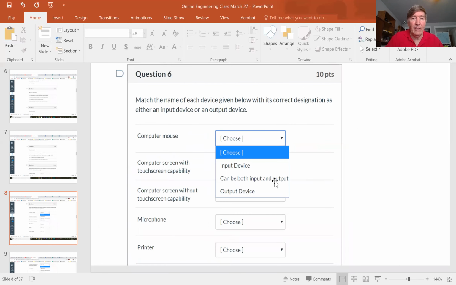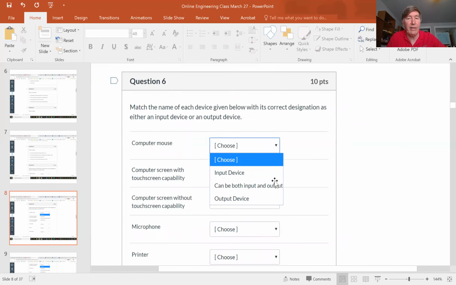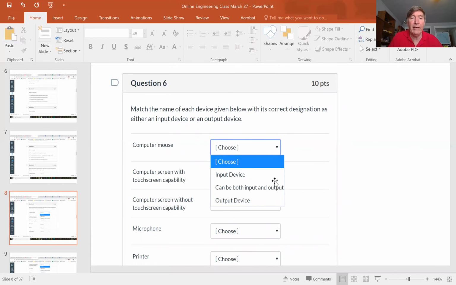All right. So I gave you a bunch of things and you needed to decide whether they were input or output devices. So a computer mouse would be an input device. A computer screen that has touch screen capability could be both. If you touch the screen, like right now on my computer, I have a touch screen. So as I move this thing around, I'm touching the screen to do that. So I'm using it as an input device, but it's displaying information to me. So that's an output device.